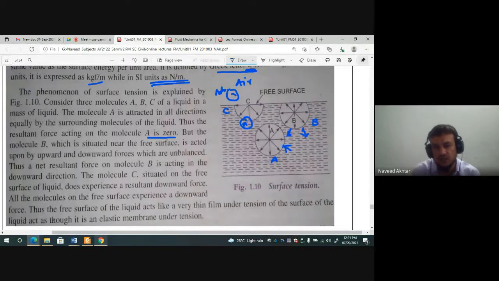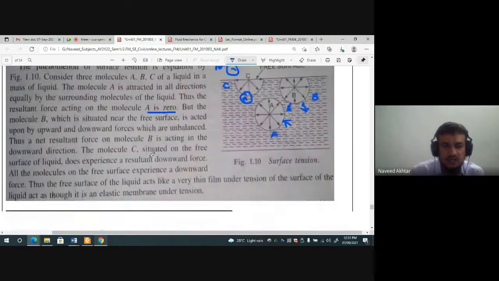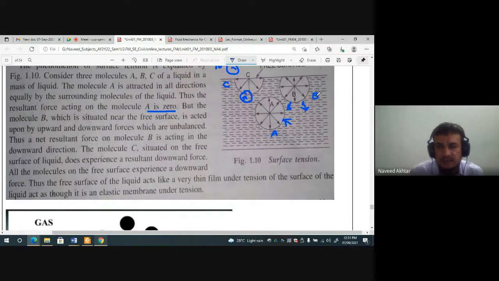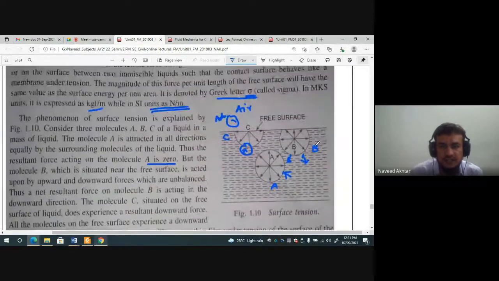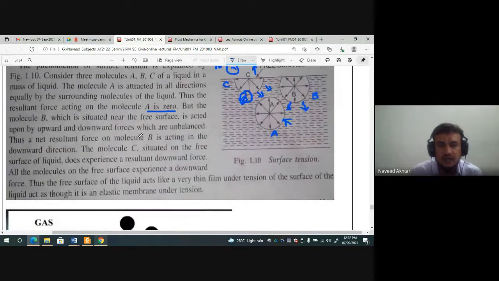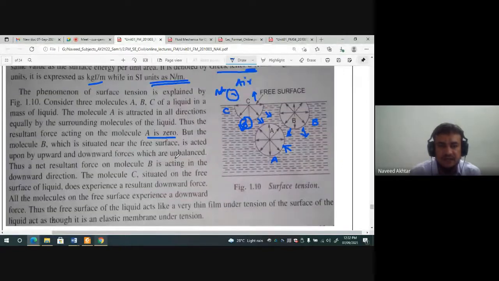adhere to the molecule B, whereas the adhesion is due to the other surface, another free surface, or air you can say. So that's why there is imbalanced force between the free particles. The molecule situated near the free surface is acted upon by upward and downward forces, both forces are there. You can say the downward force is the intermolecular cohesion, and the upward force is due to the different material, different medium, adhesion.